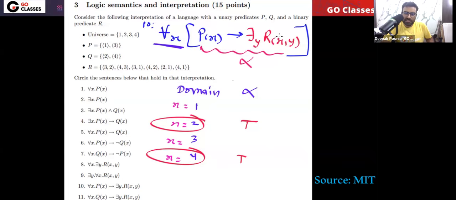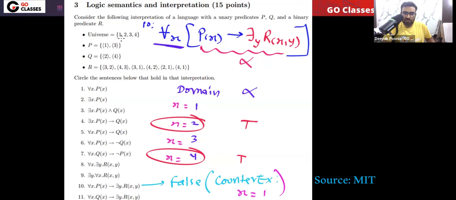Now, is there any y such that r1 comma y is true? No. Did you notice that this x equal to 1 is the counterexample here? For this 10th statement, this is actually false. And who is the counterexample here? The counterexample is x equal to 1.